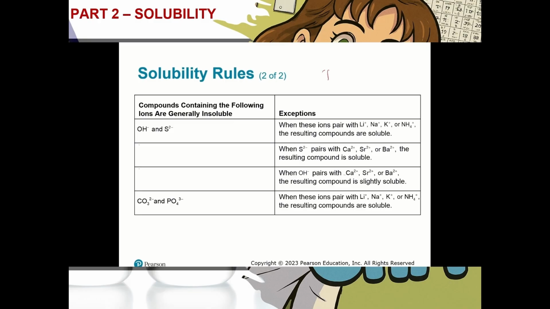So if I write down barium hydroxide, I know the hydroxide normally is not soluble. However, if it pairs with calcium or barium, it will be soluble. So I know these are soluble. The same happens with carbonate and phosphate. They are not soluble. However, if these ions pair with lithium, sodium, potassium, or ammonium, they will be soluble. So sodium carbonate and potassium carbonate will be soluble.